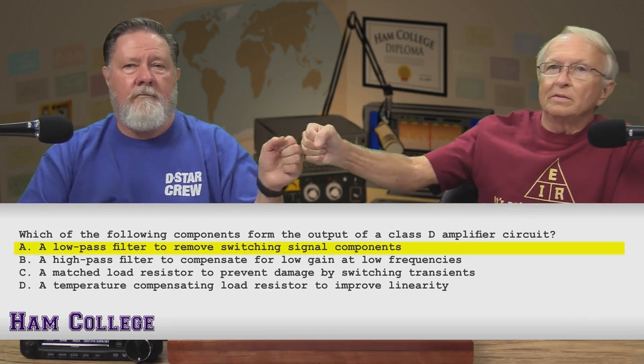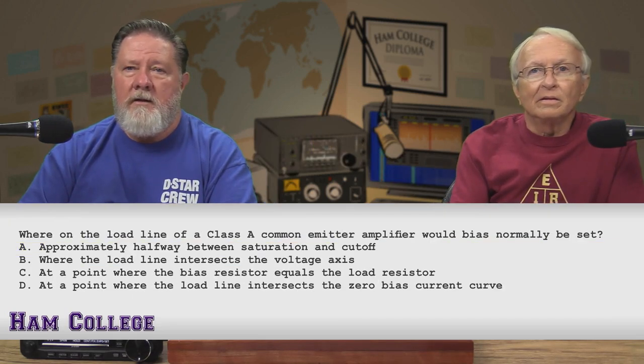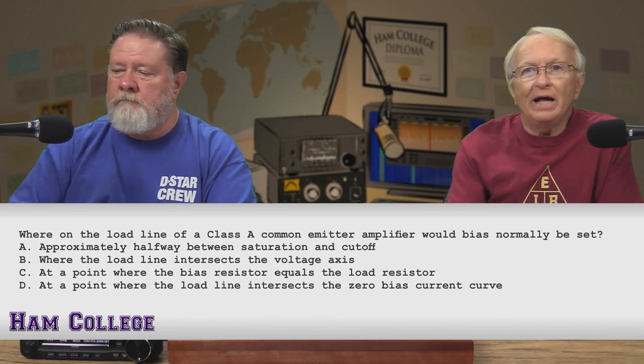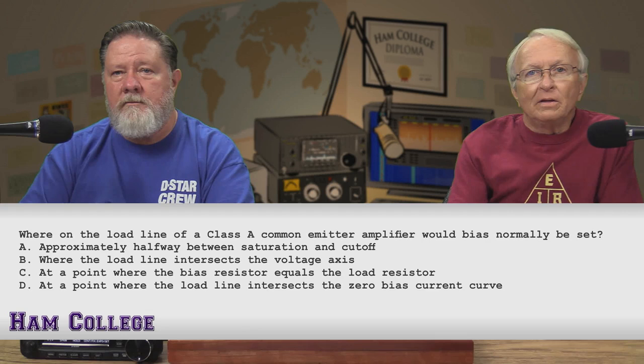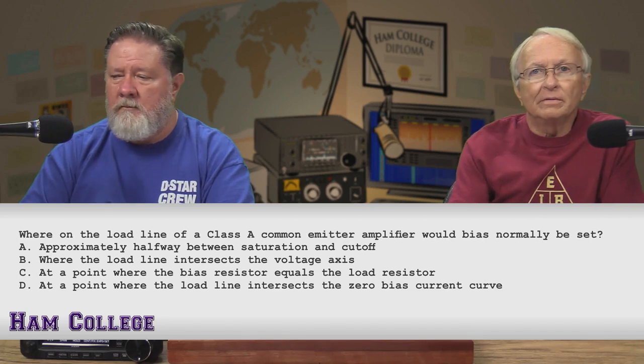Where on the load line of a Class A common emitter amplifier would bias normally be set? A, approximately halfway between saturation and cutoff. B, where the load line intersects the voltage axis. C, at a point where the bias resistor equals the load resistor. Or D, at a point where the load line intersects the zero bias current curve. Oof.